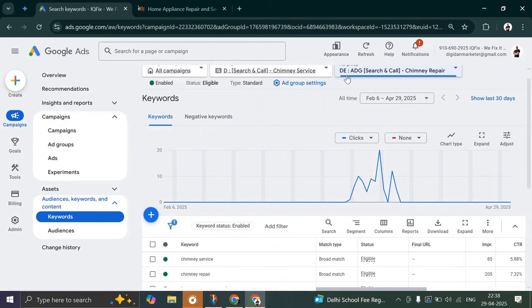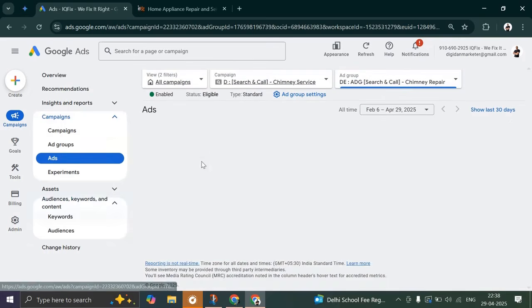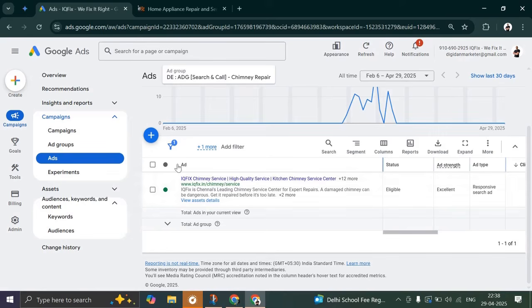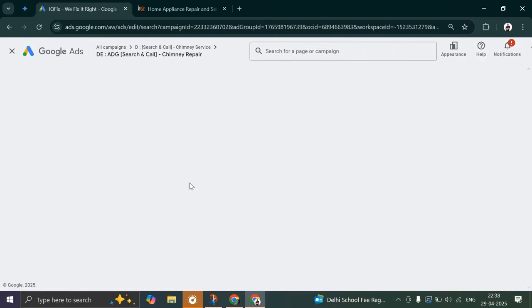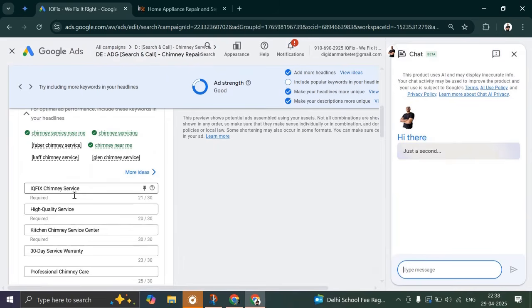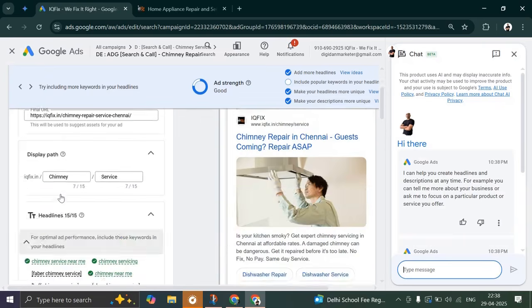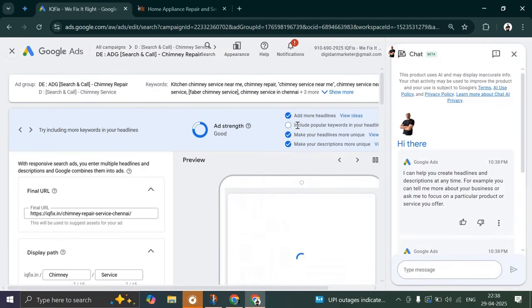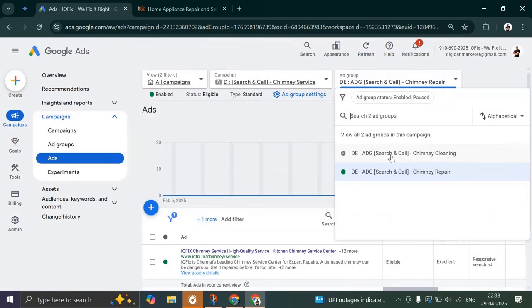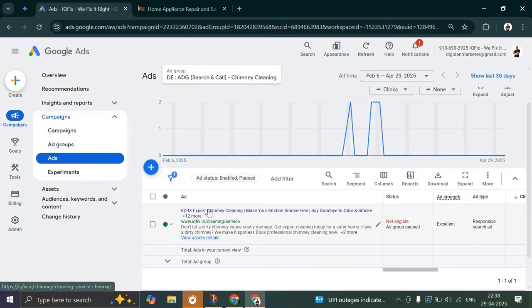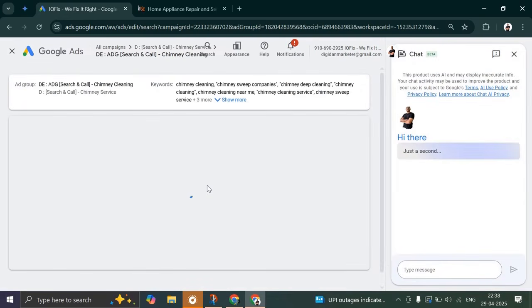The next benefit of having separate ad groups within a single service is the ads. For chimney repair, if I go to the ads, you can see I have a special ad. The ads are related to chimney repair services only, so they have those headlines only, right? But if I go to the cleaning services ad group, I have a different ad which focuses only on cleaning, with headlines like order, smoke free, related to only the cleaning service.